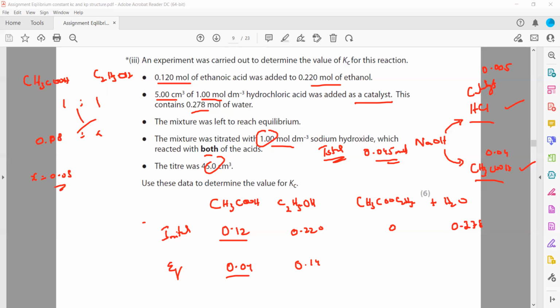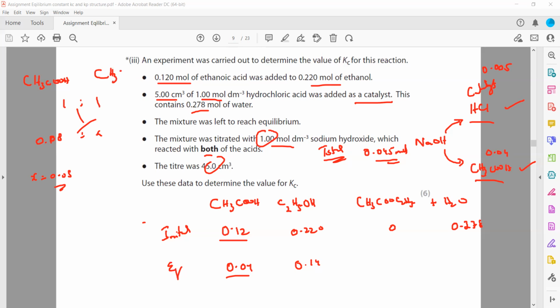Is it clear till this point? That how I worked out. So using the sodium hydroxide, we worked out how many moles of ethanoic acid are there at equilibrium. Then using how many moles of ethanoic acid reacted, you use a ratio to work out how many moles of ethanol are there for this reaction, which are reacted, and remaining, which because 0.08 reacted, so when we take a difference, 0.14 moles are left. And then we take a ratio between ethanoic acid and ethyl ethanoate. Again, they have the ratio 1:1.